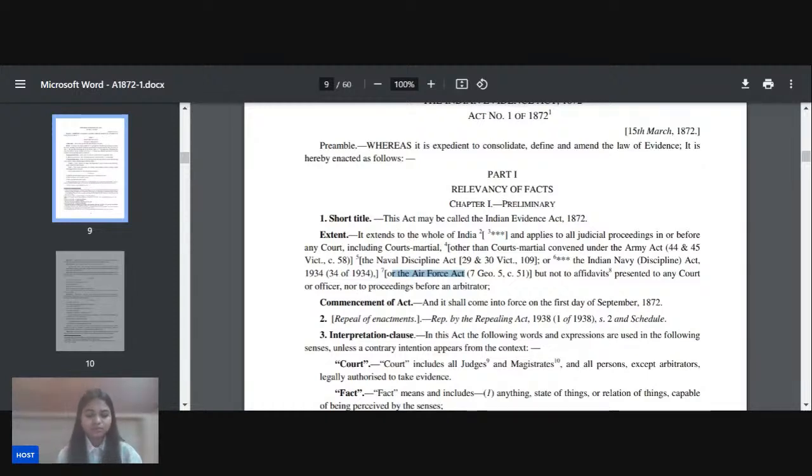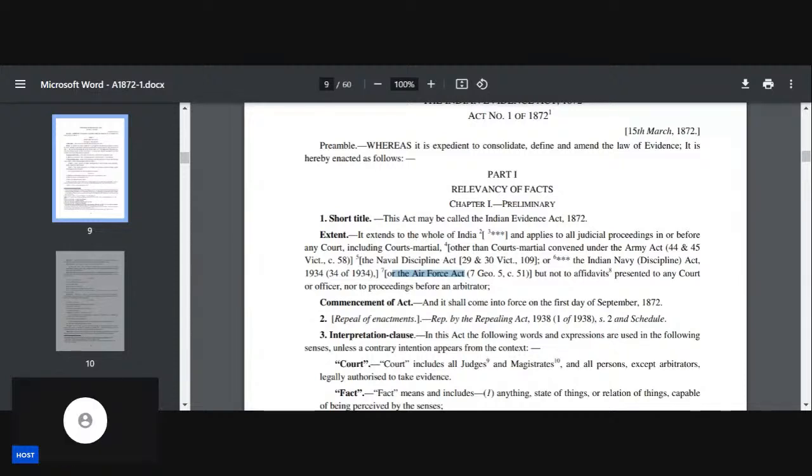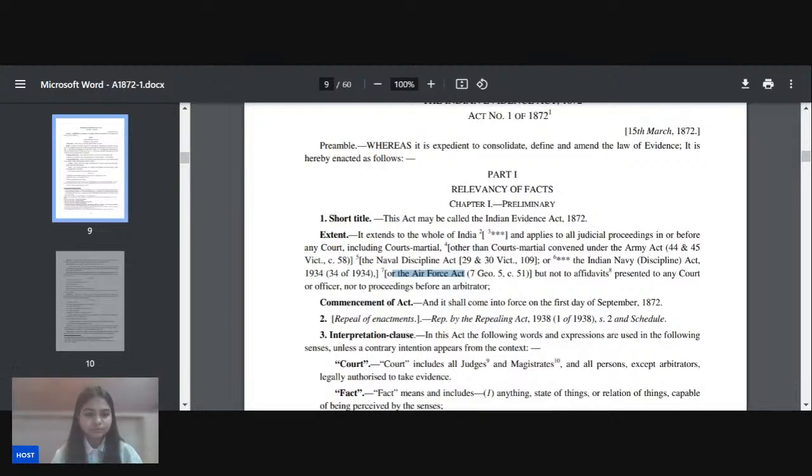What do you think? If you place an affidavit, is it an evidence? We give affidavits for so many cases, right? But that is not an evidence. Why? Why is affidavit not evidence?